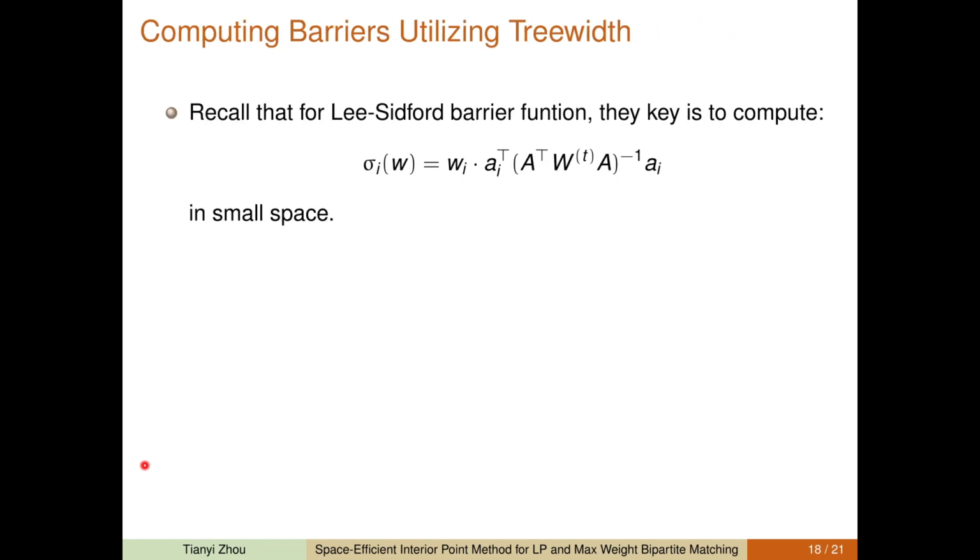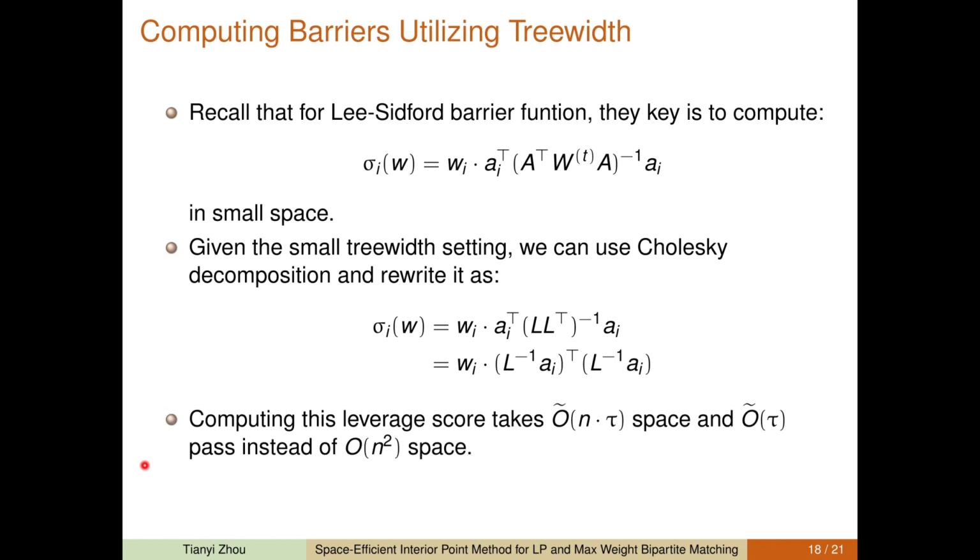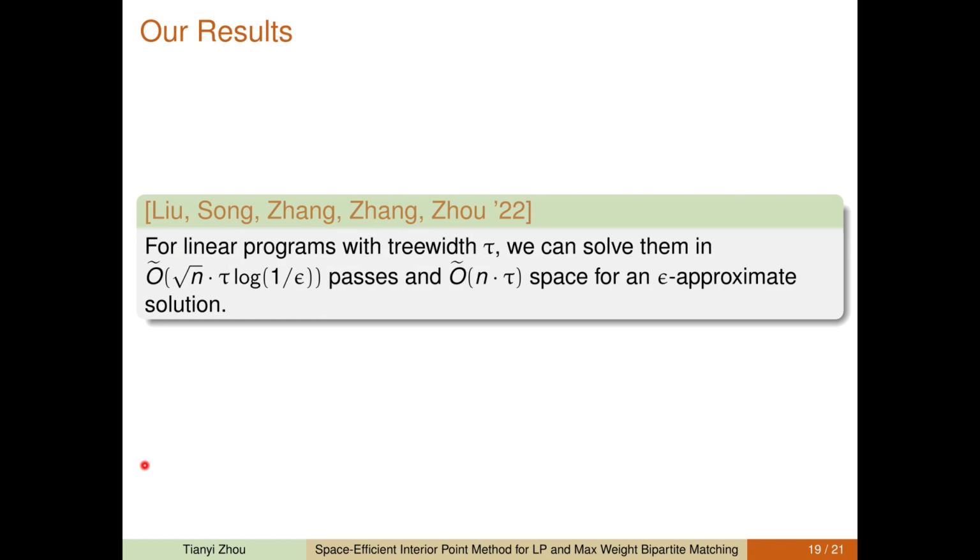Recall that for the Lee-Sidford barrier function, the key is to compute this equation in small space. Given the small treewidth setting, we can use the Cholesky decomposition and rewrite it as the following. Using the lemma provided in the last slide, we can compute this leverage score in n tau space and tau passes. So finally, by using the techniques given in the previous slides, we solve the linear program in square root of n times tau times log 1 over epsilon passes and only n tau space for an epsilon approximate solution.